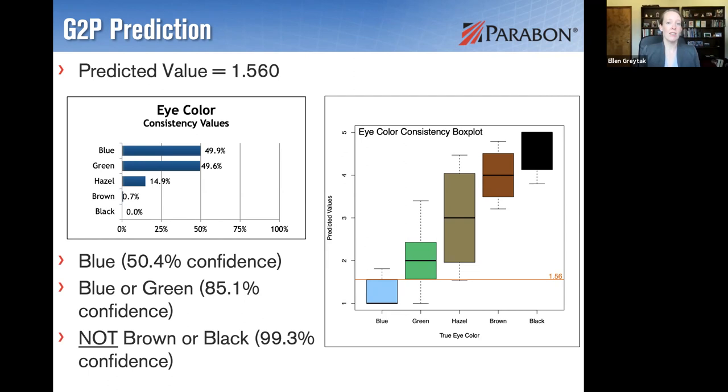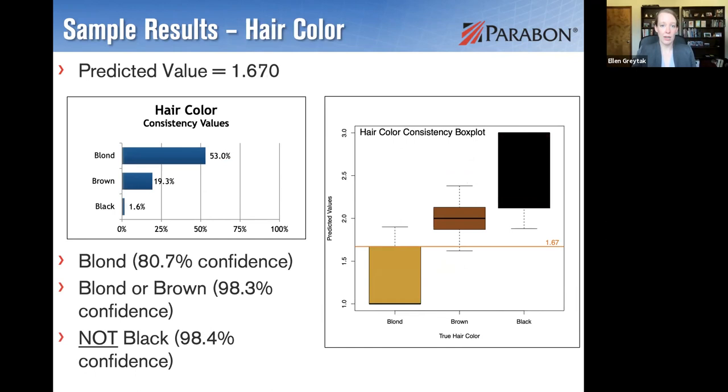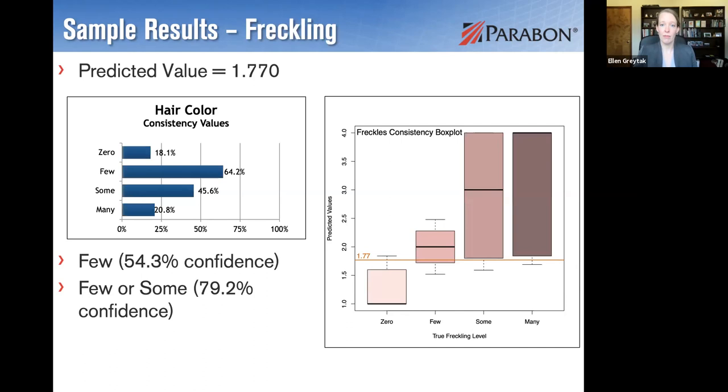But if they had someone with brown eyes on the suspect list, we could tell them, well, there's a 99.3% chance that this DNA did not come from someone with brown eyes. There's still that 0.7% chance, so they don't eliminate those people. But if they're trying to restart an investigation, they're not going to start by talking to the people with brown eyes. So we can then do that for each trait with skin color. This person has very fair skin, most likely blonde hair, maybe on the darker end of blonde, and probably some freckles. Then we can make a prediction of their face shape.